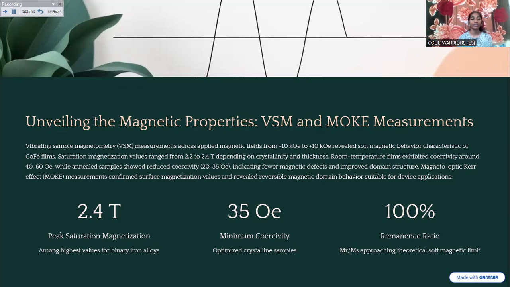Magneto-optic Kerr effect MOKE measurements confirmed surface magnetization values and revealed reversible magnetic domain behavior suitable for device applications.